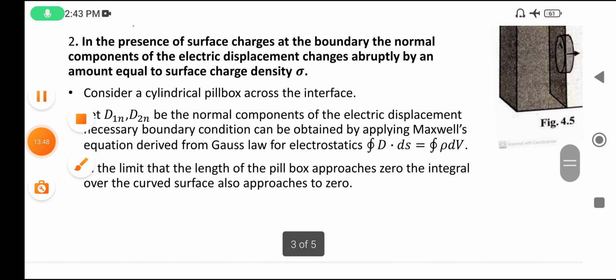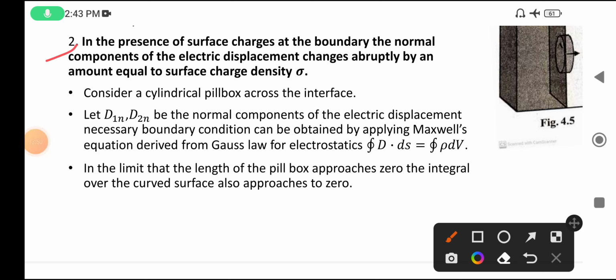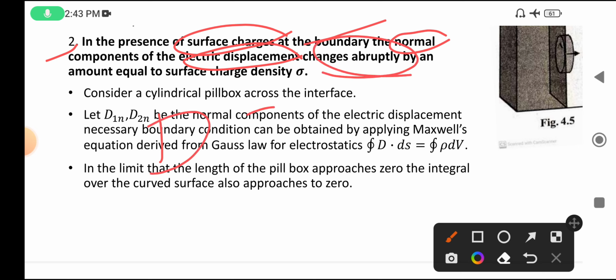Next, the second one: in the presence of surface charge at the boundary, the normal component of electric displacement changes abruptly by an amount equal to the surface charge density. What he is saying is, if surface charge is present at the boundary, then what happens? The normal component of electric displacement changes abruptly, which means it cannot be 0.